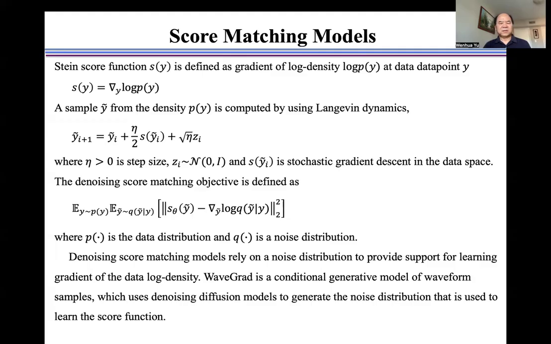The denoising score matching objective is defined as here, where P is the data distribution and Q is the noise distribution. Denoising score matching models rely on the noise distribution to provide support for learning the gradient of the data log density. WaveGrad is a conditional generative model of waveform samples, which uses denoising diffusion models to generate the noise distribution that is used to learn the score function.